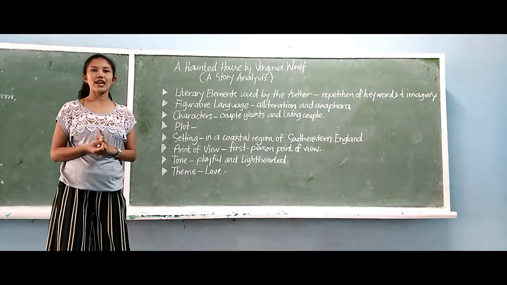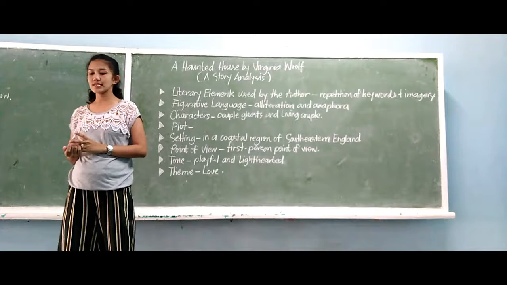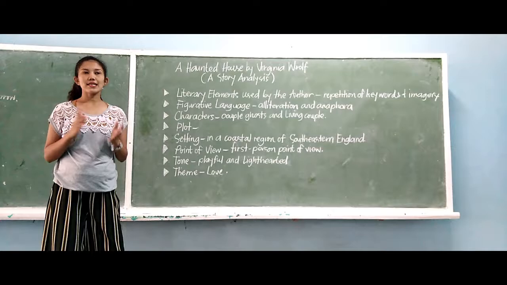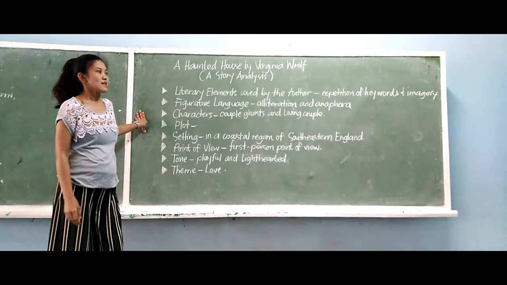And the next part is the anaphora. Anaphora is the repetition of the first part of the sentences. For example, reflected apples, reflected roses. The word reflected is the figurative language anaphora.